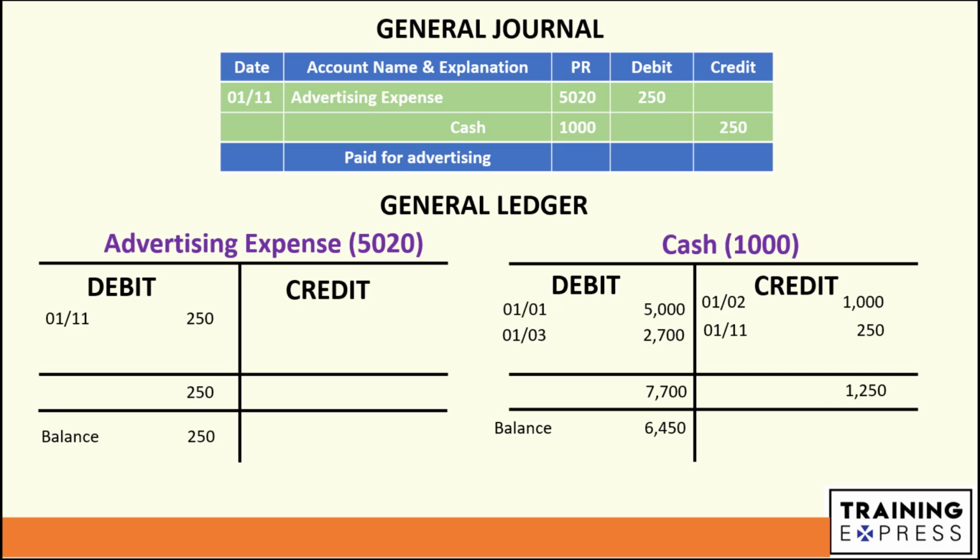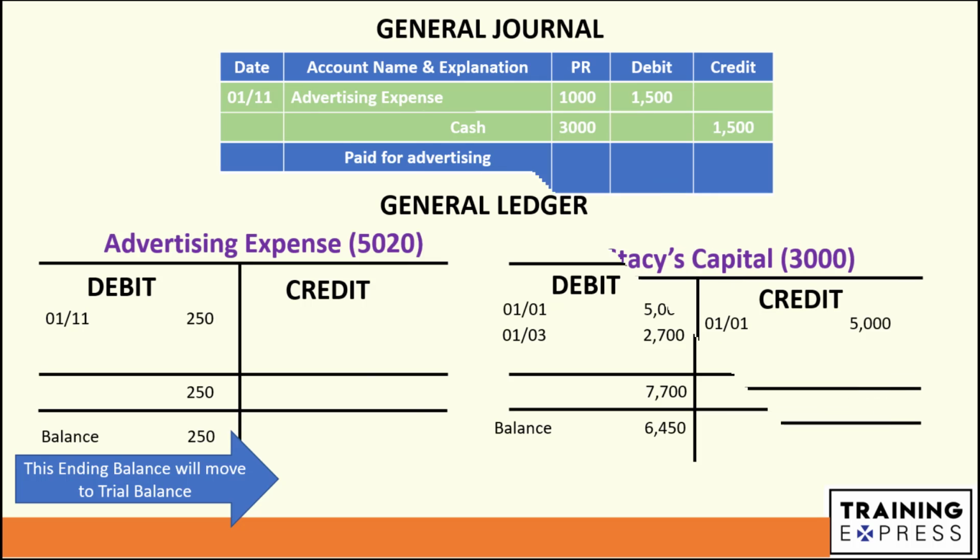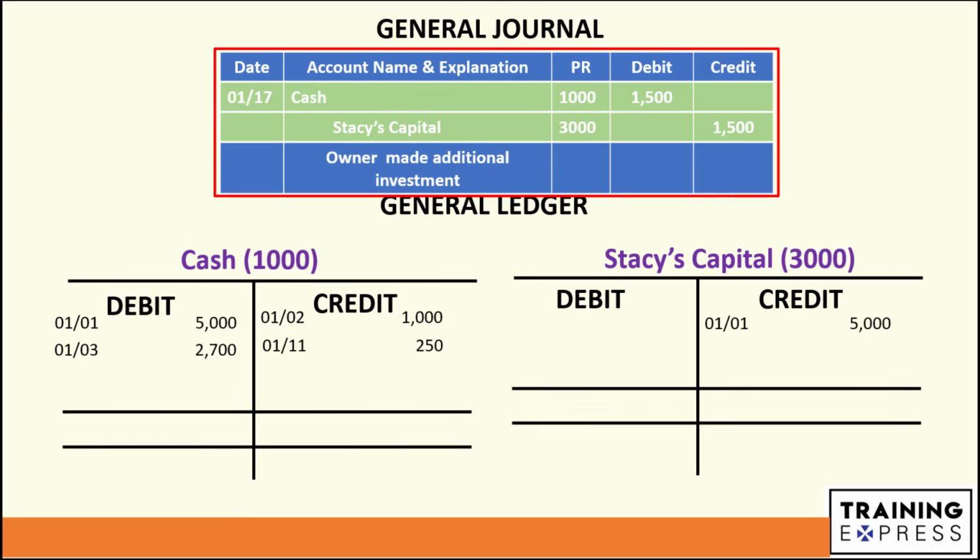$6,450. Before we move on, we need to notice here that there is no more advertising expense transaction in this particular example. So the ending balance of this account will be treated as the final balance. And now this final balance of $250 will be moved to trial balance. Let's look at the next transaction.